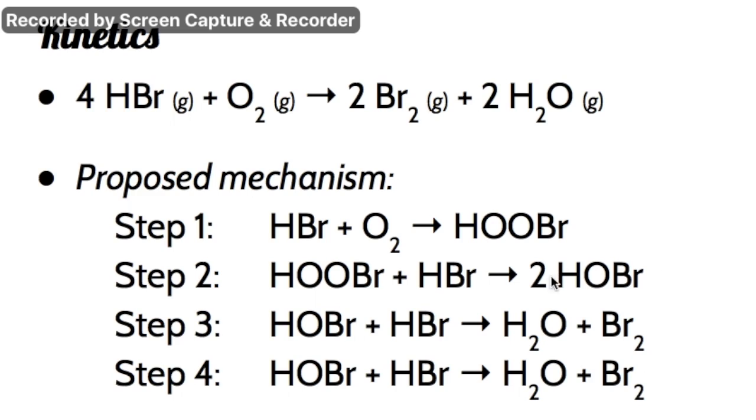Then one of these products, HOBr, runs into yet another HBr, forming, okay, something we were looking for, water and Br2. Then this exact same step happens again, where another one of these weird things formed in the middle reacts with one of our original reactants to form the other 2 products. So this is what we mean by kinetics looking at the process of going from reactants to products.